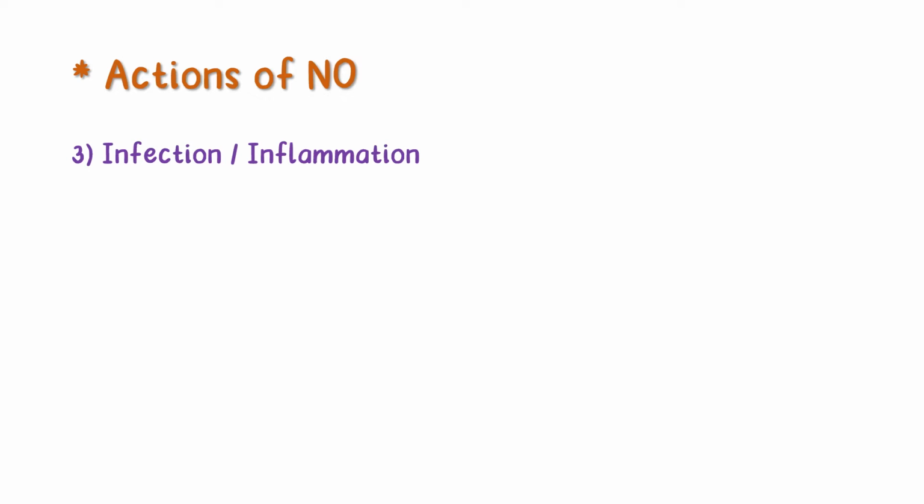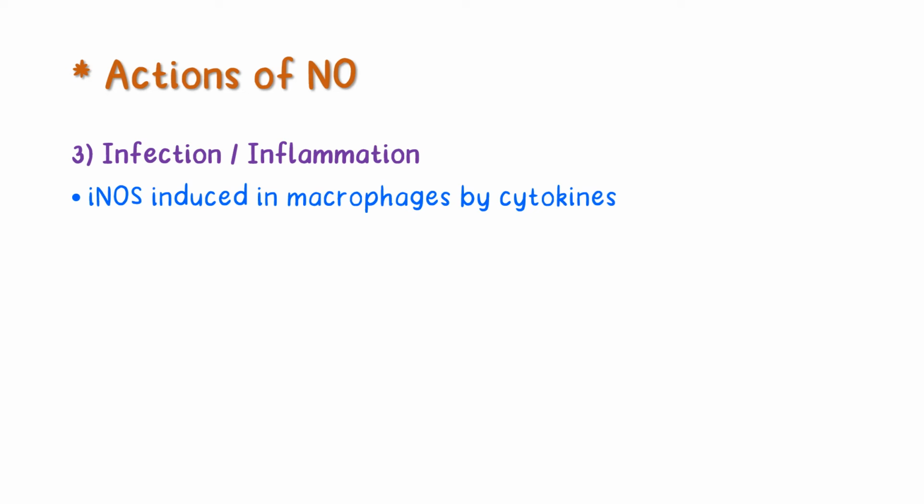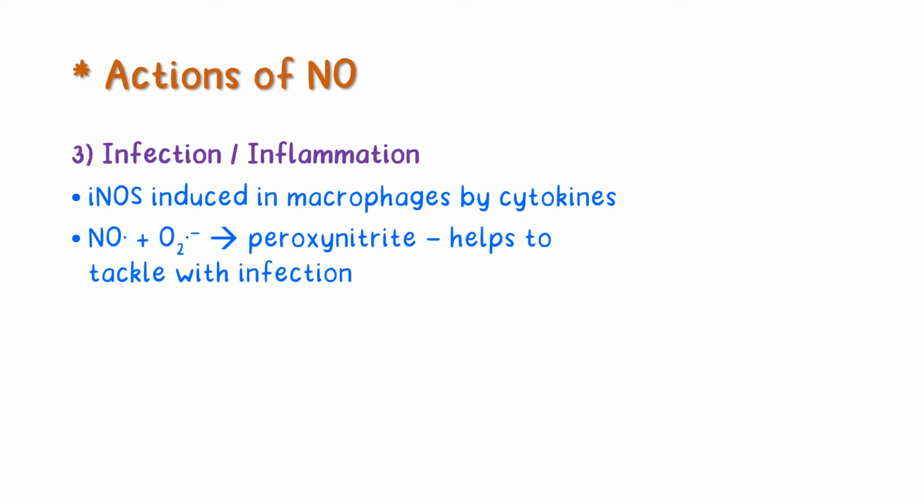The role of nitric oxide in infection and inflammation. Inducible nitric oxide synthase is induced by cytokines in macrophages. Synthesized nitric oxide reacts with superoxide to produce peroxynitrite, which releases free radicals having broad antimicrobial action. Thus, nitric oxide helps to tackle infection in the body.